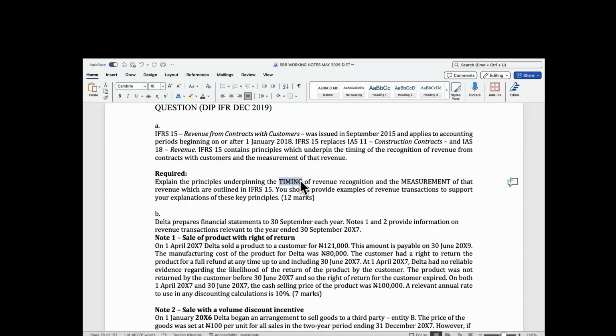So if a service is delivered immediately, then revenue is recognized immediately, at a point in time. But if the service is rendered over time, revenue will also be recognized over time. So that's the principle underpinning timing. The principle underpinning measurement is step 3, which talks about determination of the transaction price. So revenue is measured using the transaction price.